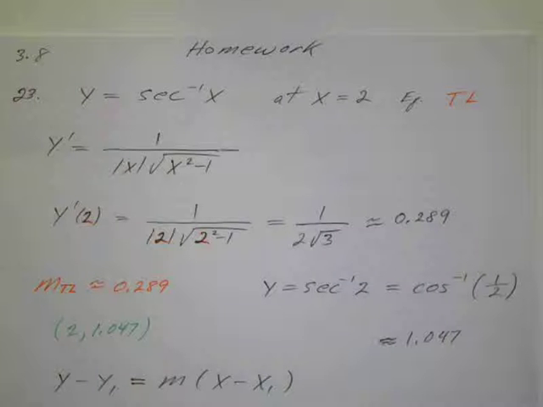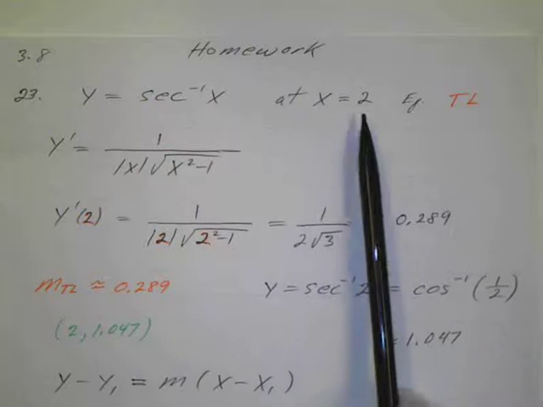Okay, this is section 3.8, number 23. What we want to do is find an equation for the tangent line to the graph of y at the indicated point. That equation is y equals the inverse secant of x, and it's going to be at the point x equals 2. We want the equation of the tangent line. Well, first of all, we have to find the slope first.